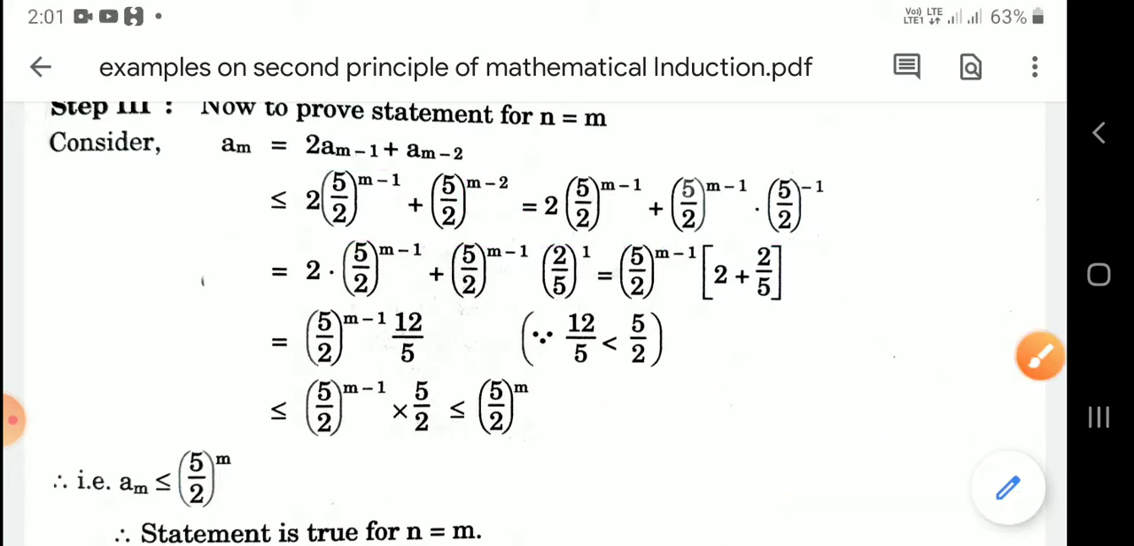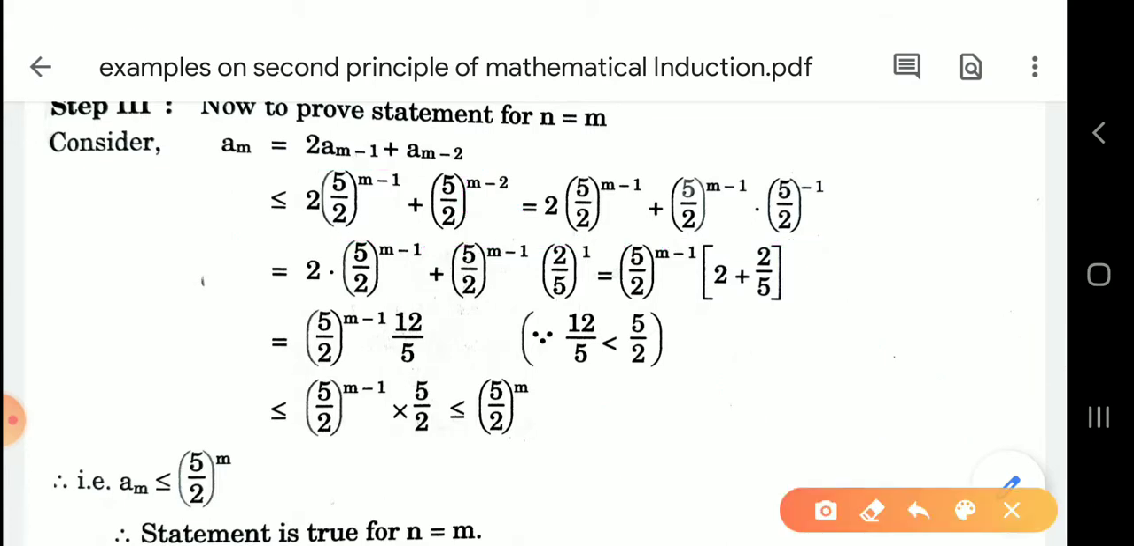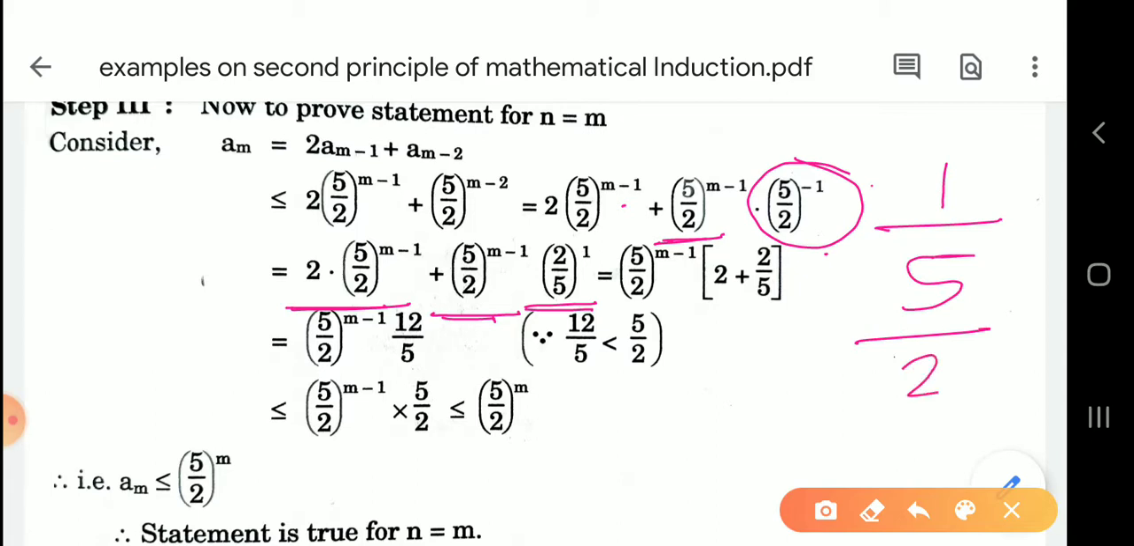Now here 2 into 5 upon 2 raised to m minus 1, this term is as it is. Then this term is 5 upon 2 raised to m minus 1 as it is. And this is 5 upon 2 raised to minus 1, which is the inverse, that is 1 upon 5 upon 2. So 1 divided by 5 upon 2 is equal to 2 upon 5. That means 5 upon 2 raised to minus 1 is equal to 2 upon 5.